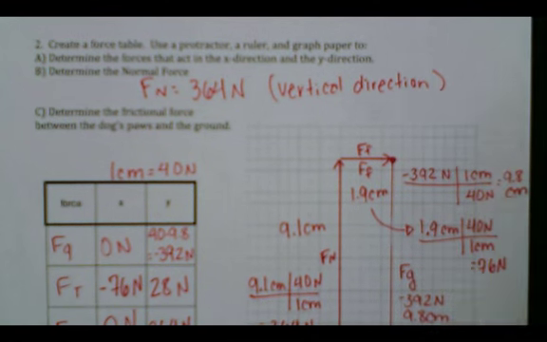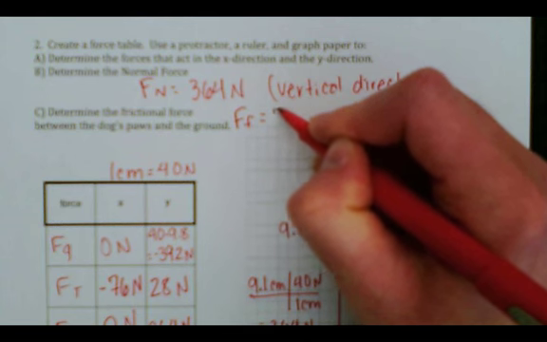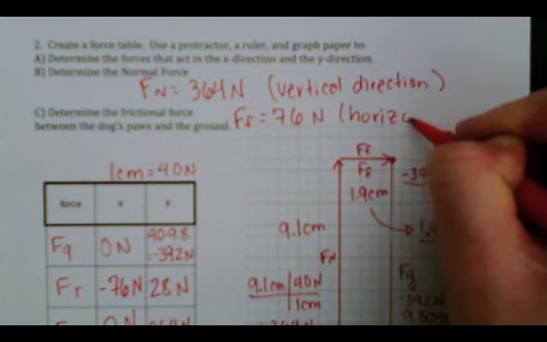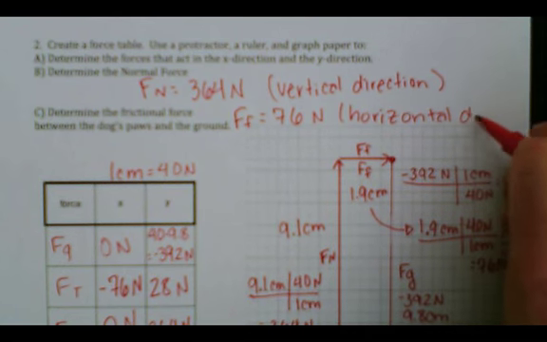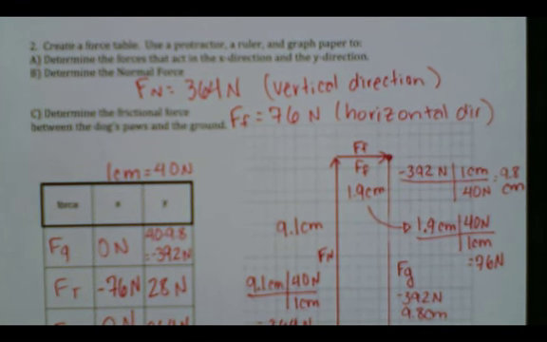C, determine the frictional force between the dog's paws and the ground. Our frictional force is 76 newtons, and that acts in the horizontal direction. We have now completed this problem. Please review this video if you still have questions, and we will work on practice problems in class tomorrow.